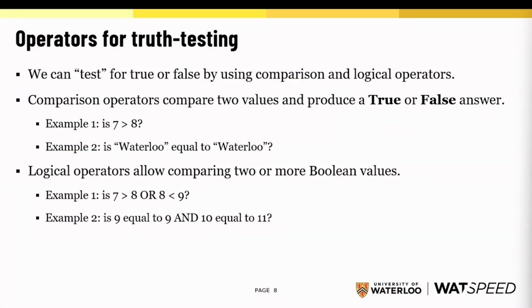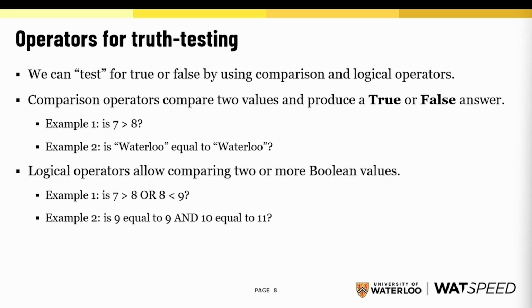So we can test for true or false by using different comparison and logical operators. The first operators we'll look at are comparison operators. These compare two values and produce an answer that is either True or False. For example, we can ask, is 7 greater than 8? This will produce False. 7 is not greater than 8. Another example, we can determine if two items are equal. Is the word Waterloo equal to the word Waterloo, both with an uppercase W? In this case, it would return True.